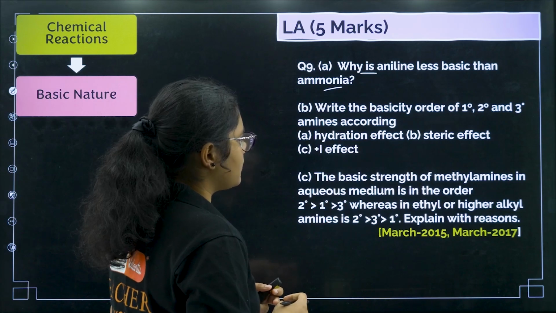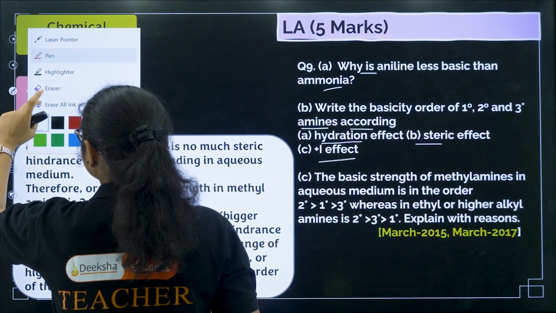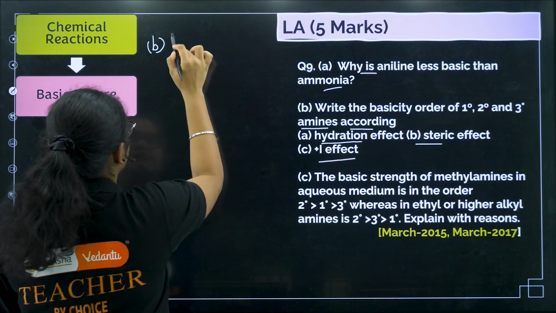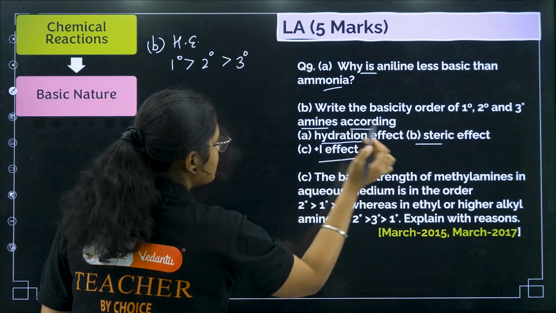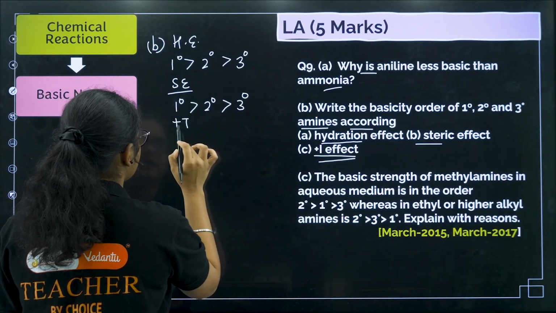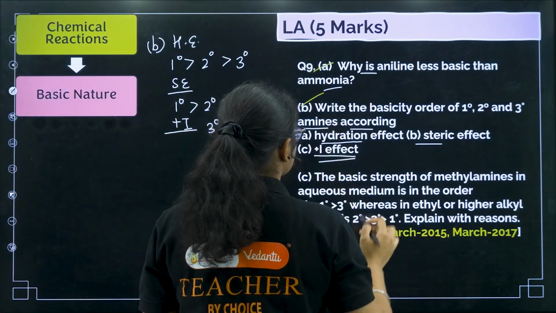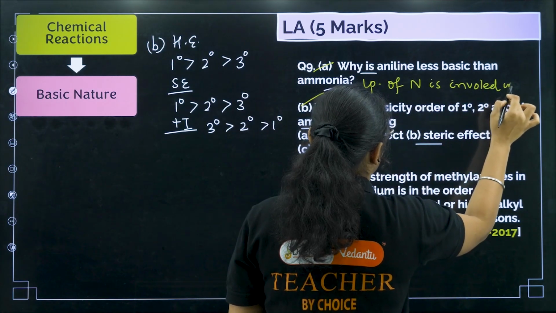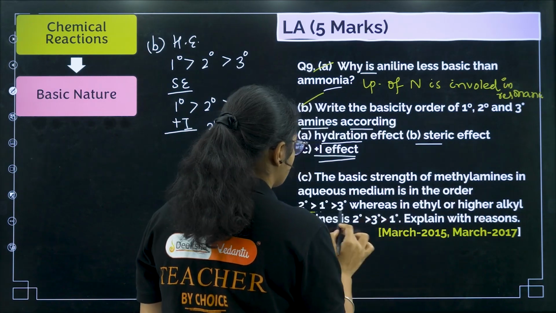Next, write the basicity order of primary, secondary and tertiary amines according to the following. So option B, with hydration effect. The order is like this, 1 degree, 2 degree and 3 degree. Smaller is the amine, more is the hydration effect. Then steric effect, less steric, again 1 degree, 2 degree and 3 degree. Now according to the plus I effect we have 3 degree, 2 degree and 1 degree. This is done. Here you can write down the lone pair of nitrogen is involved in resonance.